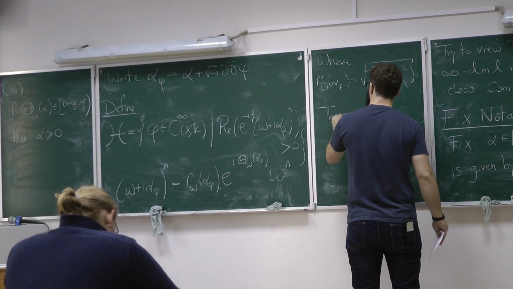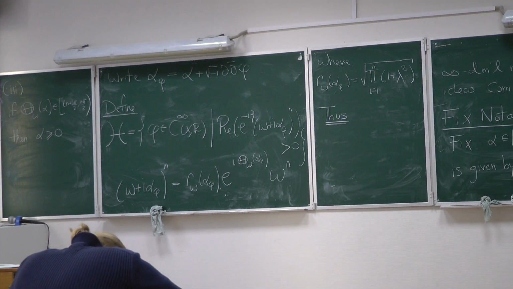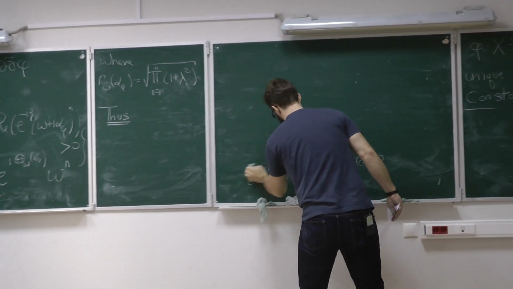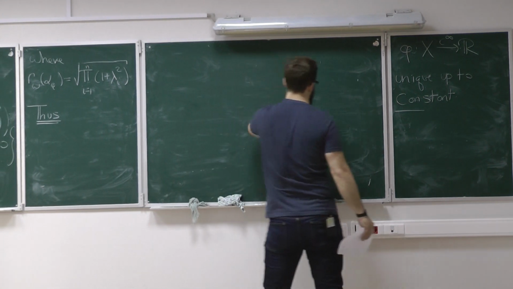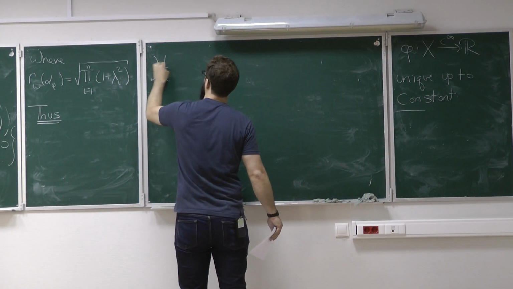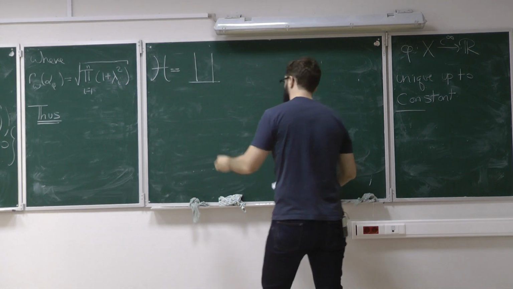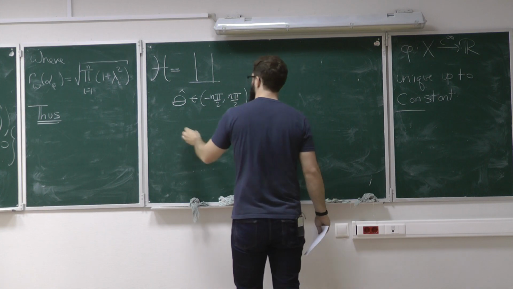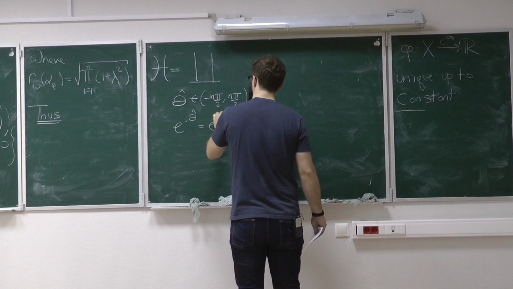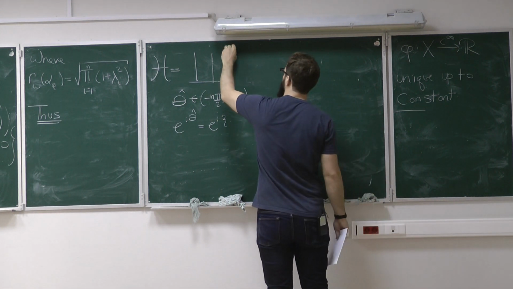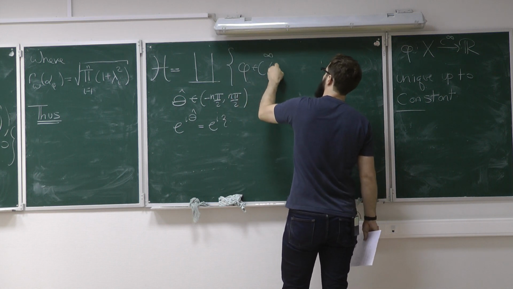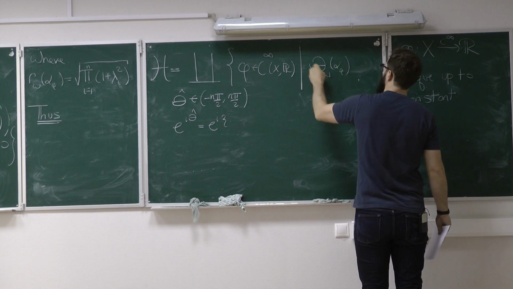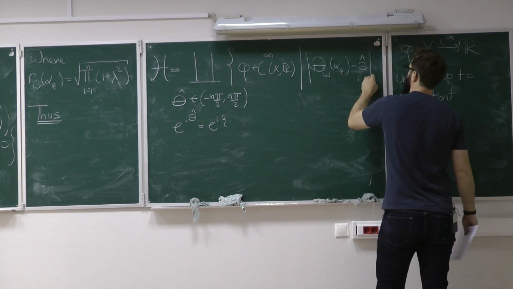So thus, we can write our space H in the following way. Our space H is a disjoint union over elements theta hat between minus n pi over 2 and n pi over 2, such that e to the i theta hat is our topological number e to the i zeta, of the space of functions phi such that the operator theta differs from theta hat by at most pi over 2.